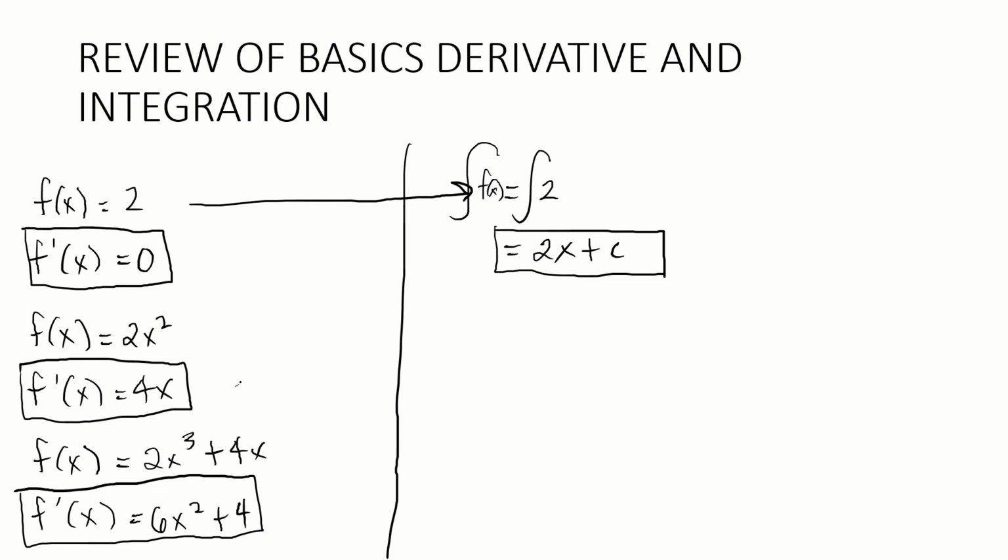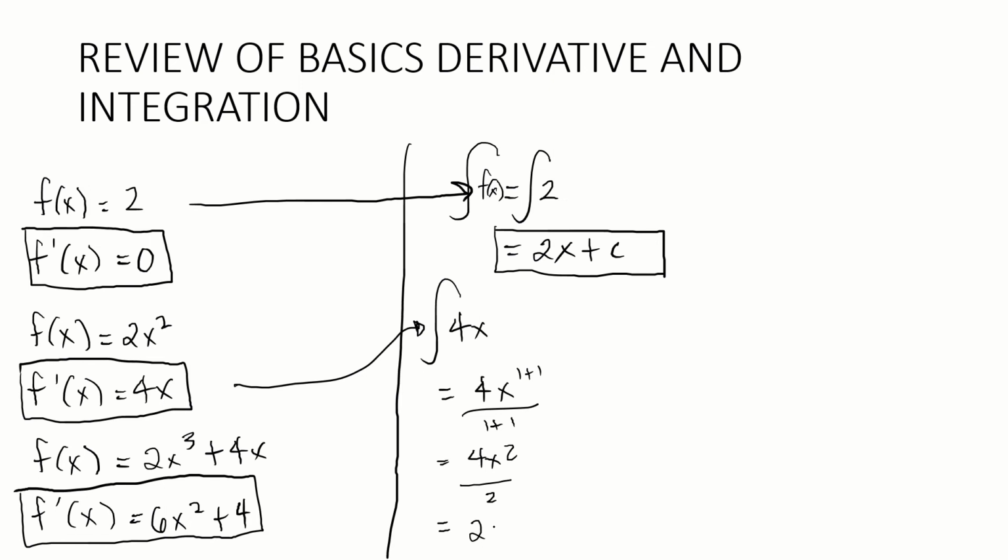Next, let's use this 4x naman. Gamitin natin itong 4x. Tingnan natin kung babalik natin siya. This is 4x. So, meron kang 1 plus 1 over 1 plus 1. This is 4x squared over 2. Simplify. 2x squared plus c. Okay, so do not forget the value of plus c kasi kailangan na kailangan yon. So, bumalik pa rin siya sa dati niyang value.